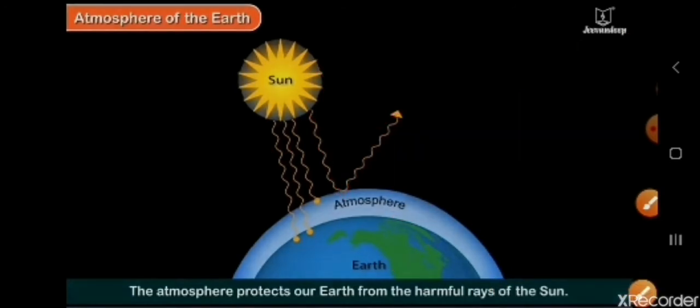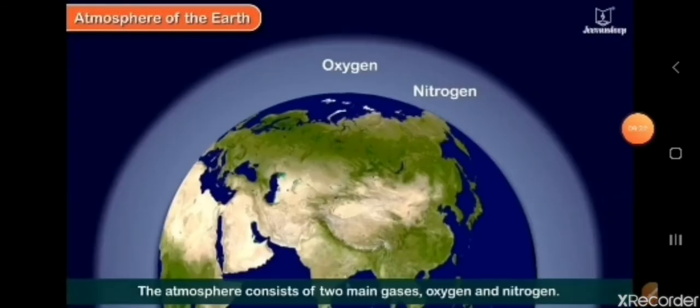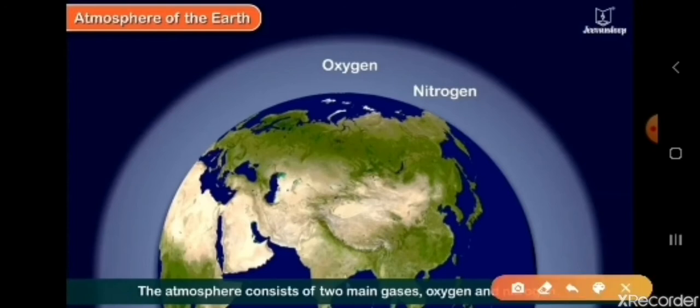So children, now, as we know, the atmosphere consists of mainly two gases. Actually it is made up of a mixture of gases, but mainly it consists of two gases, means most part of the atmosphere is oxygen and nitrogen. For example, nitrogen is about 78% and oxygen is about 21%. So children, the remaining 1% is all other gases.